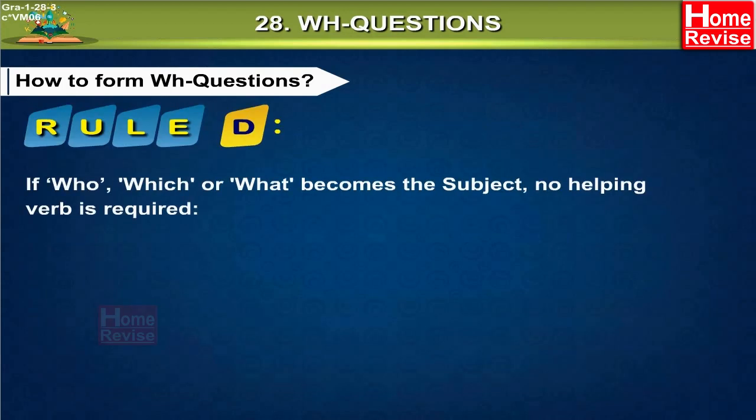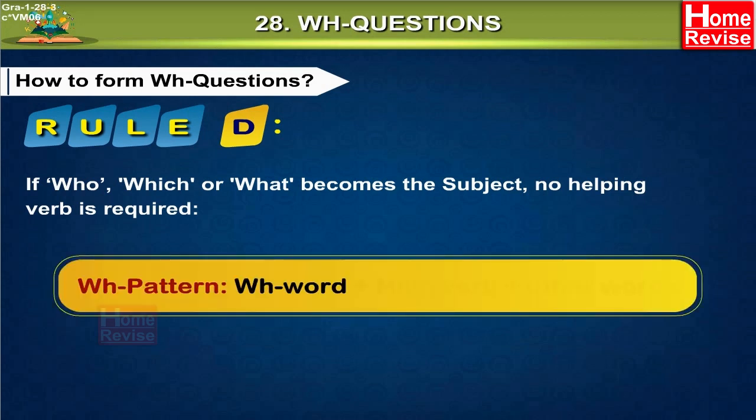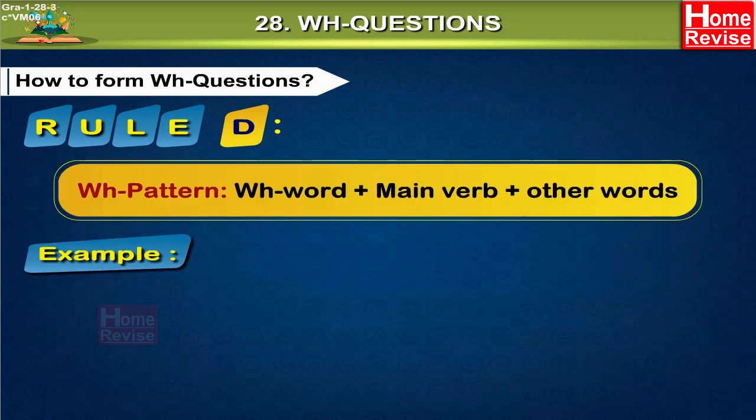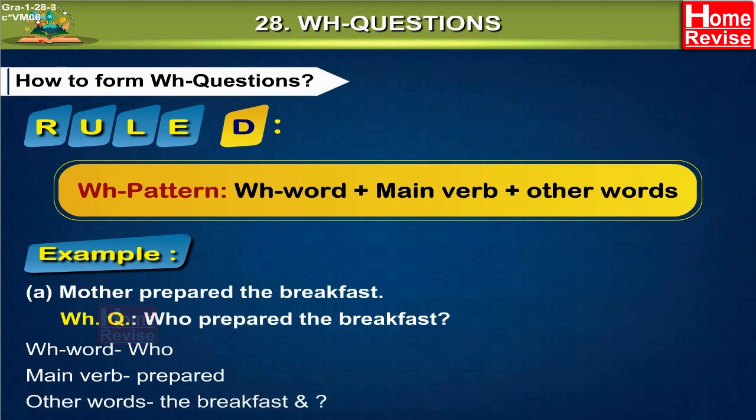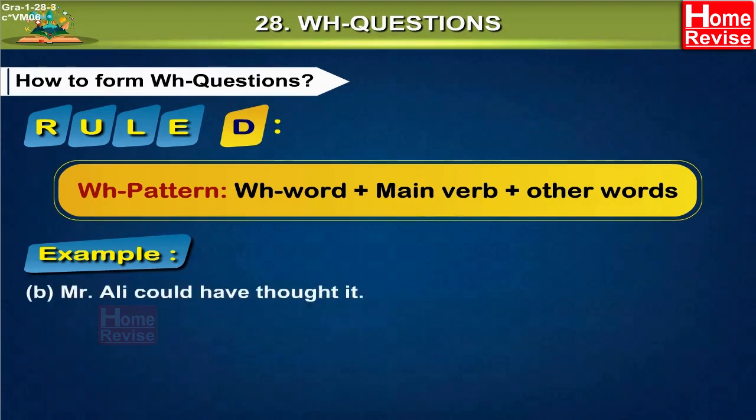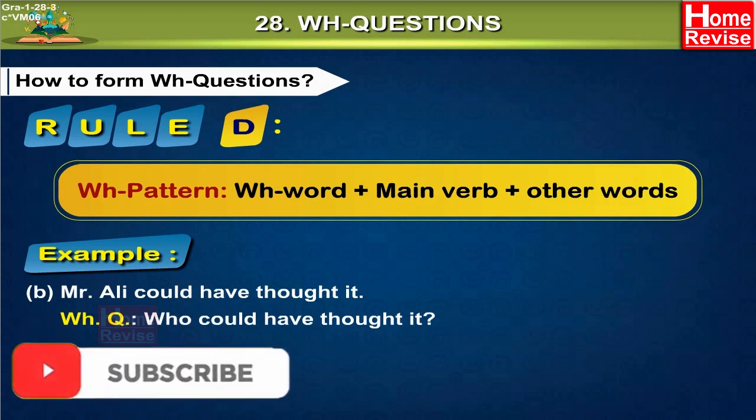Rule D. If who, which, or what becomes the subject, no helping verb is required. WH pattern: WH word plus main verb plus other words. Example A. Mother prepared the breakfast. WH question: Who prepared the breakfast? WH word: who. Main verb: prepared. Other words: the breakfast, and question mark. B. Mr. Ali could have thought it. WH question: Who could have thought it?